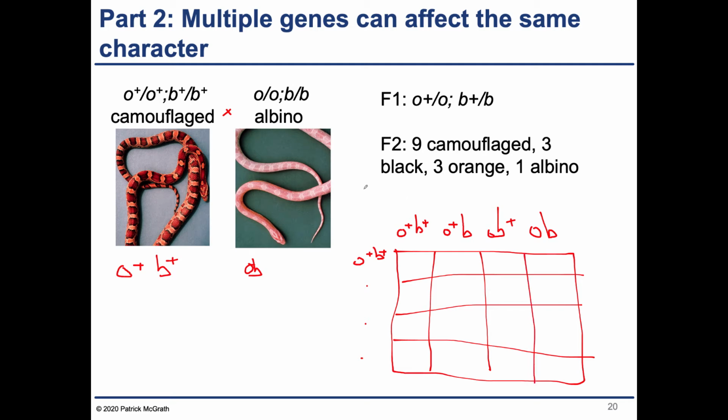The result is that you have a 9:3:3:1 ratio. And so if you group all of the camouflaged ones, what you'll find is that you have maybe 4 different genotypes that can be camouflaged, multiple ones that can be black, multiple ones that can be orange, and 1 that can simply be albino. And so this is different from the rabbits, because the rabbits, we never saw that 9:3:3:1 ratio. We never saw that ratio that is a function of 16ths.